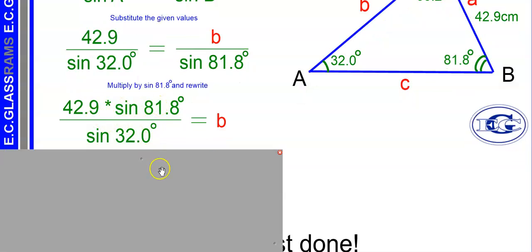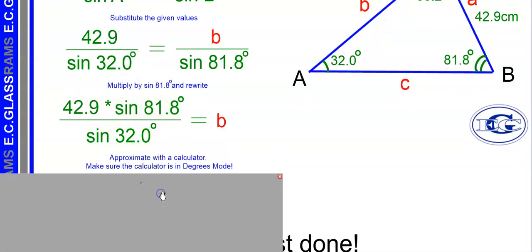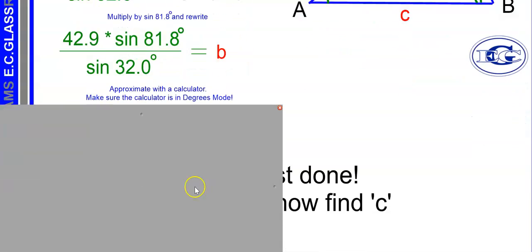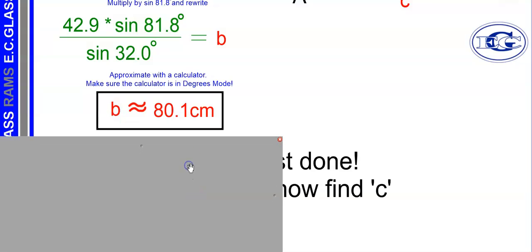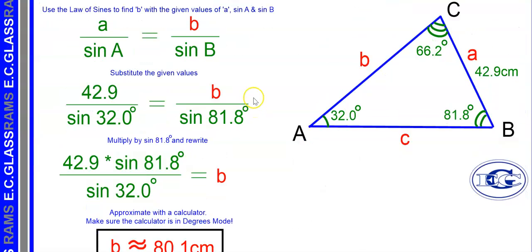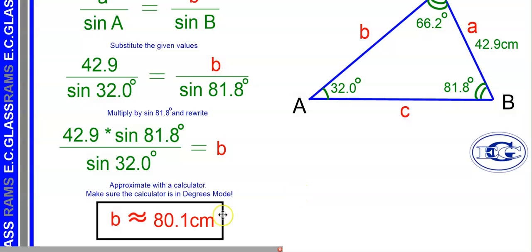And now this is where I will literally just approximate it with the calculator. So everything that's in green on this left side, where it's equal to b, I will literally just type into decimals exactly the way it is. Make sure the calculator is in degrees mode. I do have a separate video showing you how to change it to degrees mode if you don't know how. So the final approximate answer is 80.1 centimeters. Don't forget the unit of measurement. Like when we found angle C, we said it was 66.2 degrees. This one's the side, and I knew it had to be in centimeters because one of the sides was in centimeters.